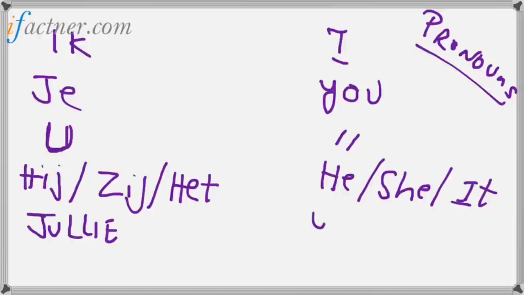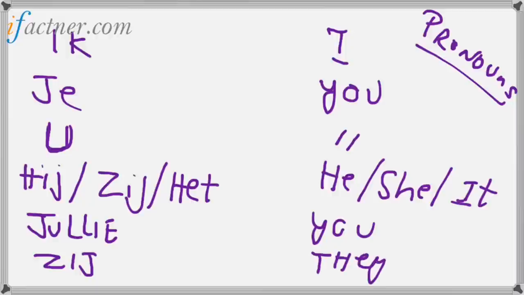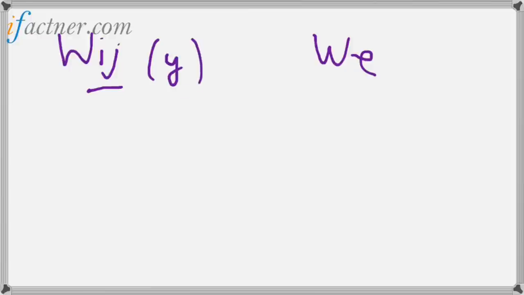Means you people. Zij means they. And then we have got wij, which means we. Remember that I and J are pronounced as Y.